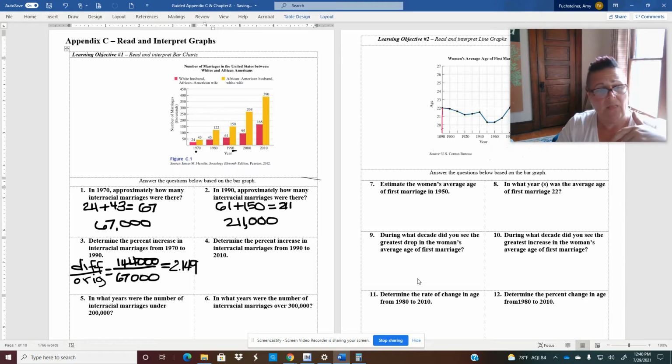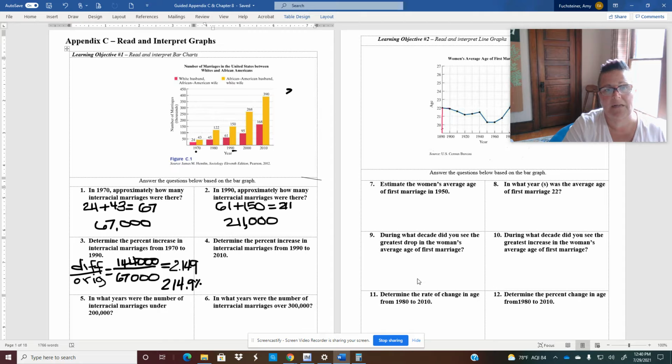which they asked for the percent. So I'm going to multiply this by 100 to get 214.9%. Okay, or move the decimal point 2 places. Either one will work. Problem number 4 is a similar, the percent increase from 1990 to 2010.